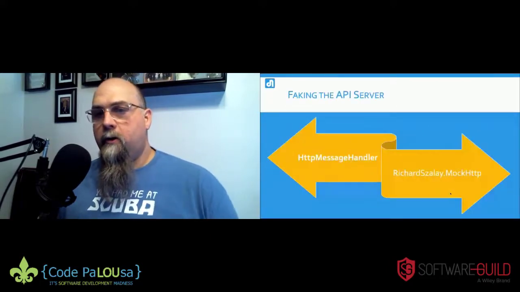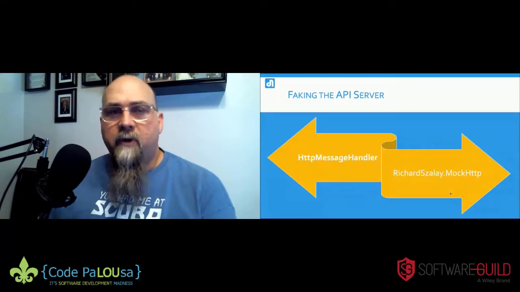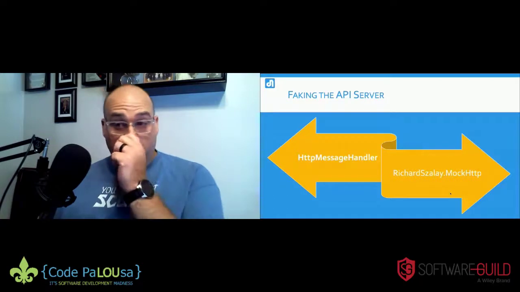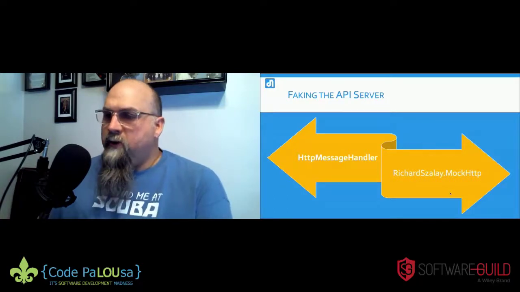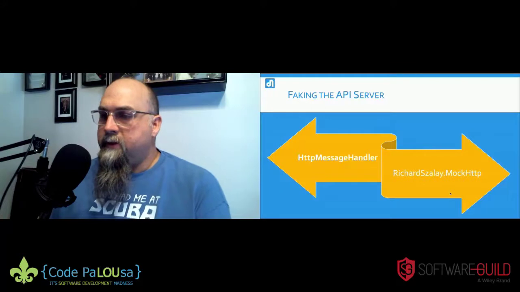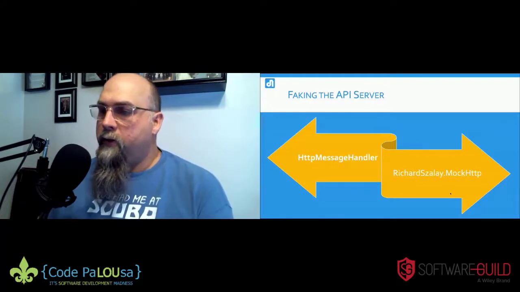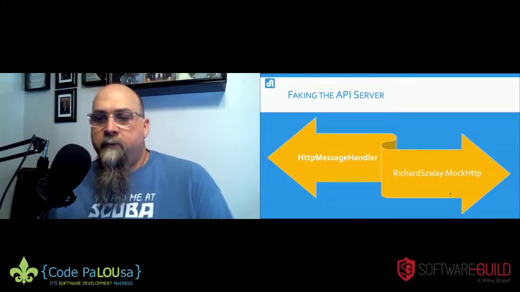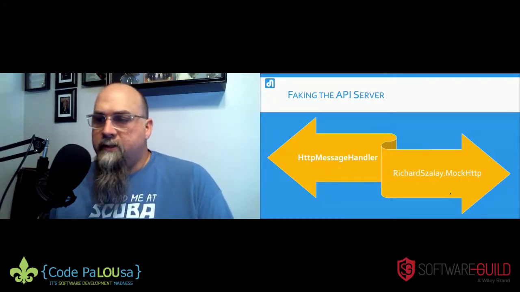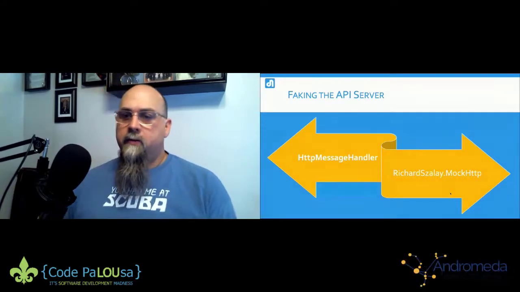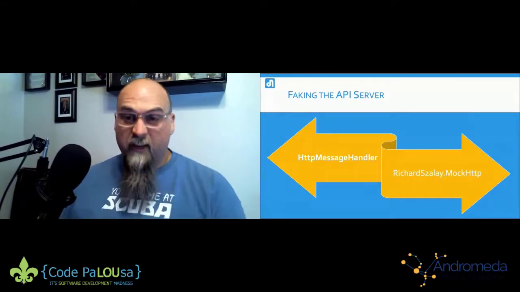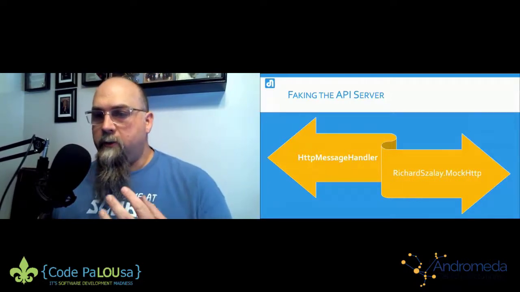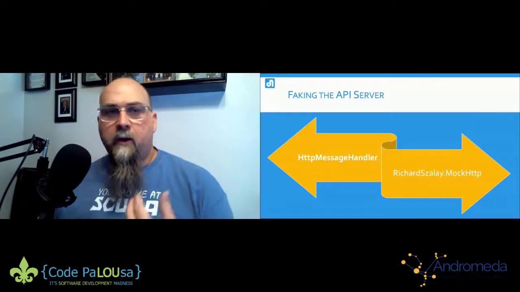So the heart of getting away from actually having a real API server is to look at the HTTP message handler. There's a few different ways to do this. I actually need to update some of the pieces on this, but we'll talk about one that works here. But to replace that message handler with something. The message handler is the actual part of the HTTP client system that does the real work of requesting a message, going to the server, getting it back, returning a response.